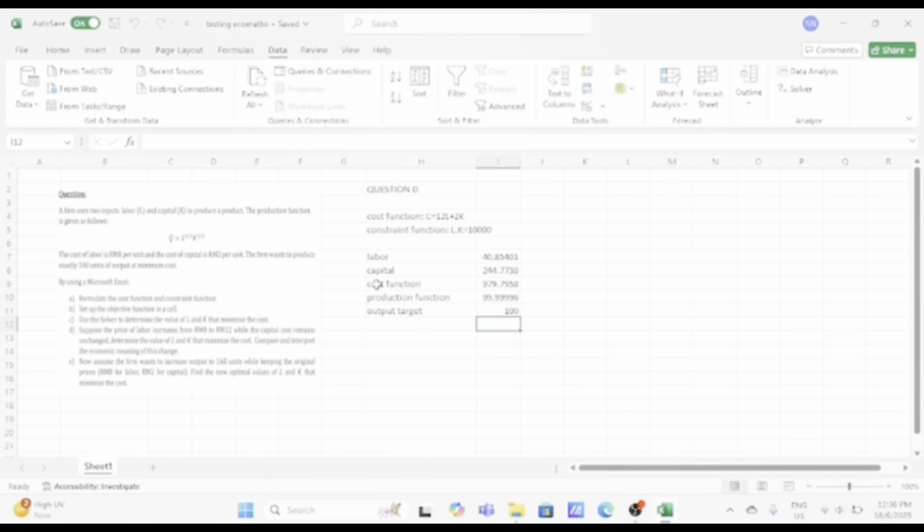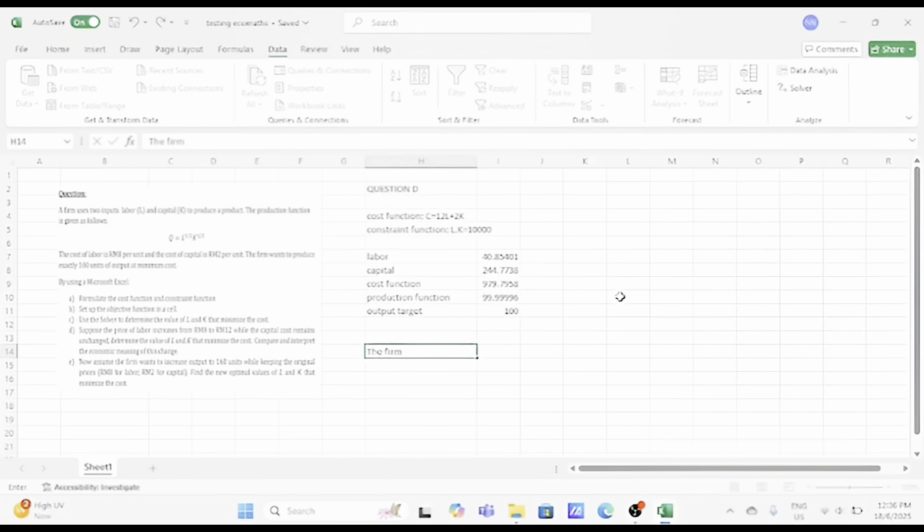With all this information, we can conclude that the firm uses less labor and more capital to minimize cost, because labor is now more expensive.